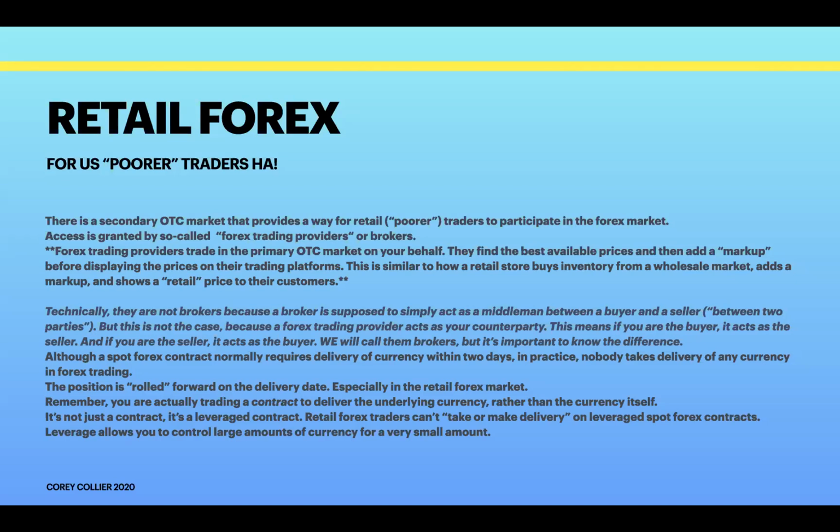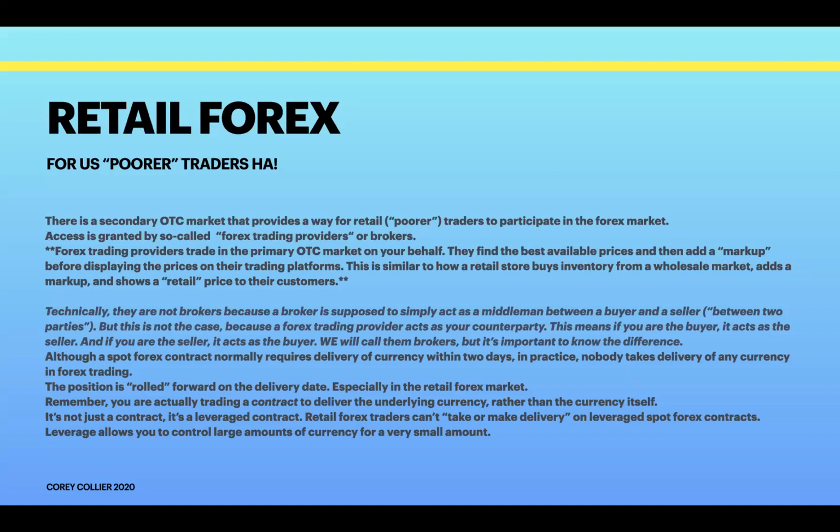But technically, they're not brokers, because a broker is supposed to simply act as a middleman, right? Between two parties, they're just supposed to connect you two, right? But that's not the case because a Forex trading provider acts as your counterparty sometimes. That means if you're the buyer, it'll act as a seller. And if you're the seller, it'll act as a buyer. That's a dealing desk broker. That's not a straight through process or an ECN. We will call them brokers, but it's still important to know the difference, guys, okay?